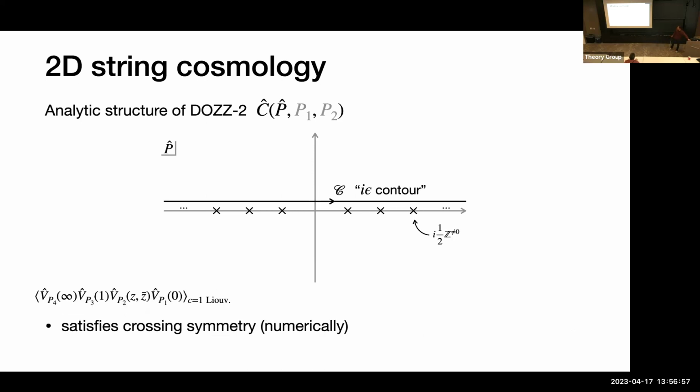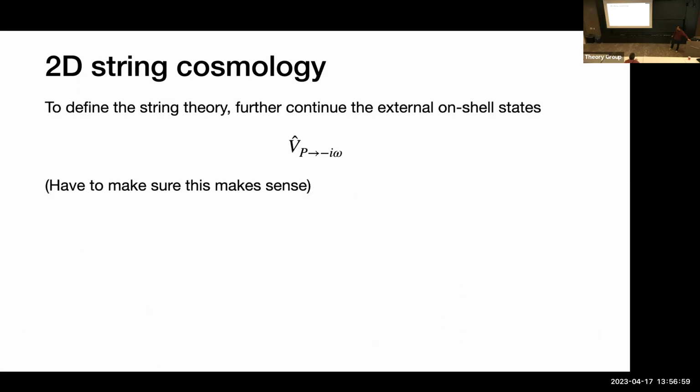So that would be a key ingredient, satisfying crossing and so on. Okay, but as you mentioned, this is a Euclidean CFT. So one last step to define the string cosmology is that we want to have a Lorentzian theory. So what we want to do is analytically continue the Liouville momenta P to imaginary values so that we can interpret omega as an energy.